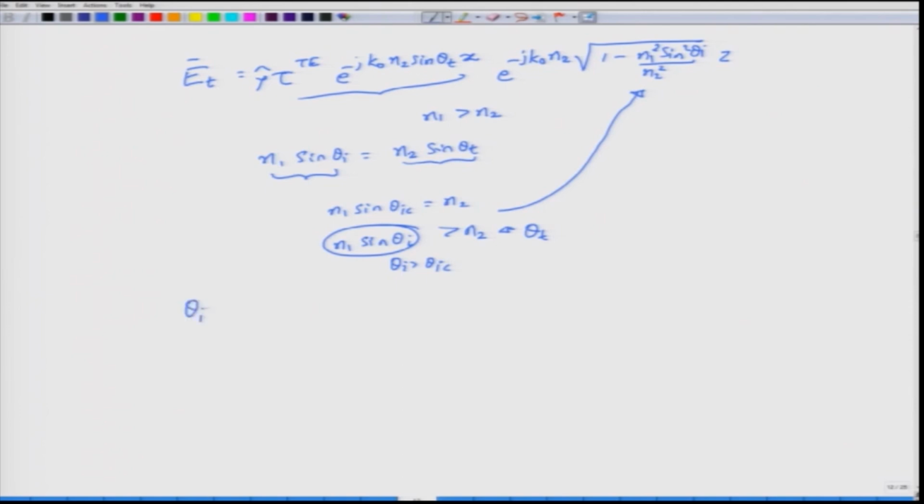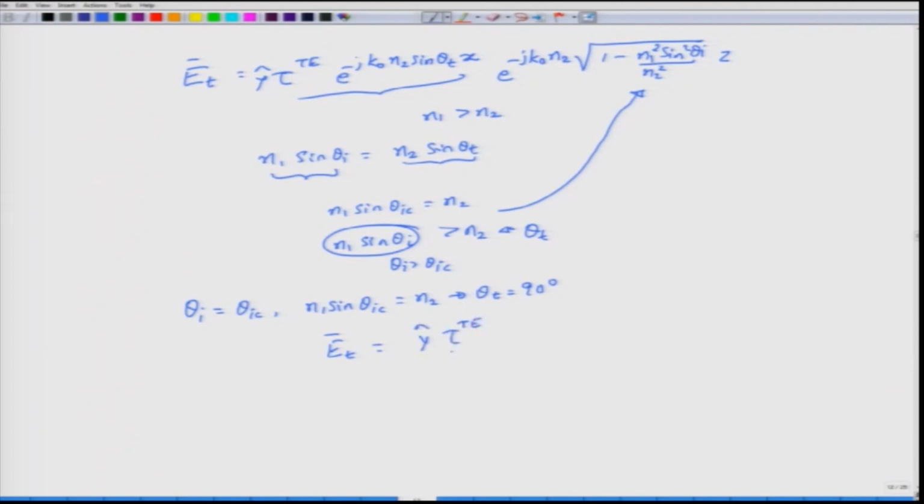So, let us do this. At theta i equals theta ic, n1 sin theta ic will be equal to n2, because theta t would have become 90 degrees and it cannot really go beyond this 90 degrees. So, in that case the multiplier for z will be 0, the exponential will be equal to 1, and the electric field would be y hat tau te.